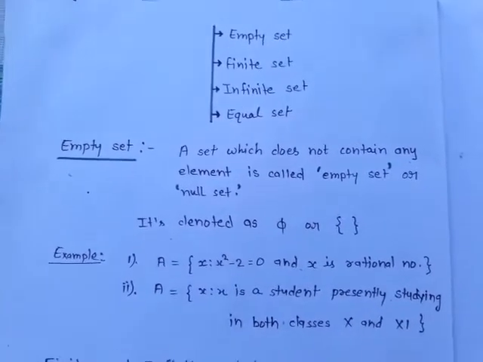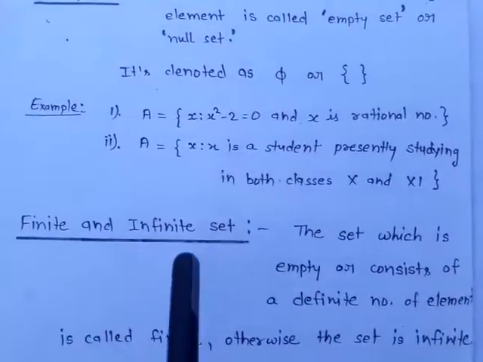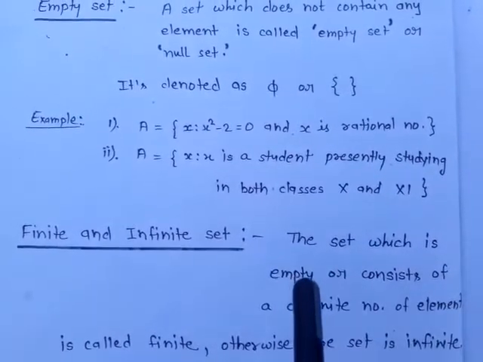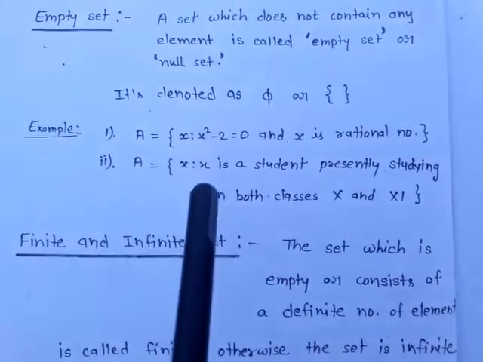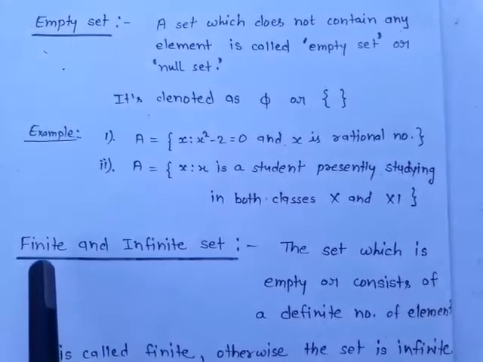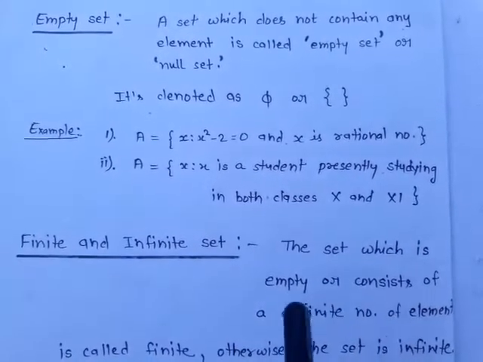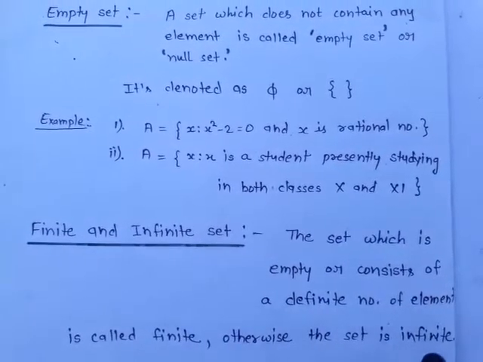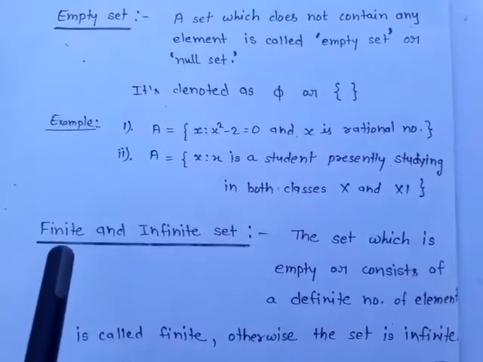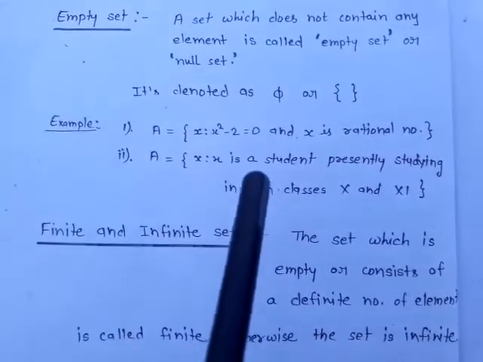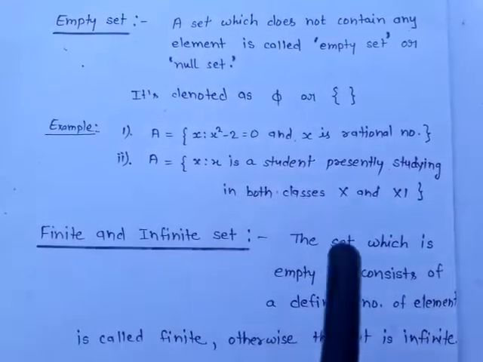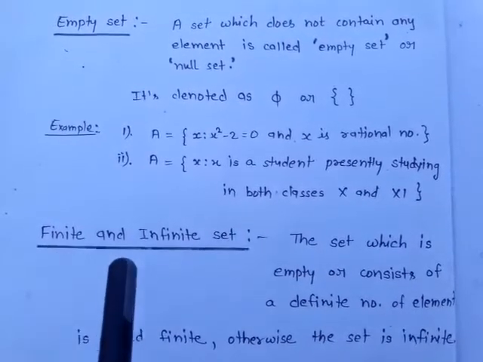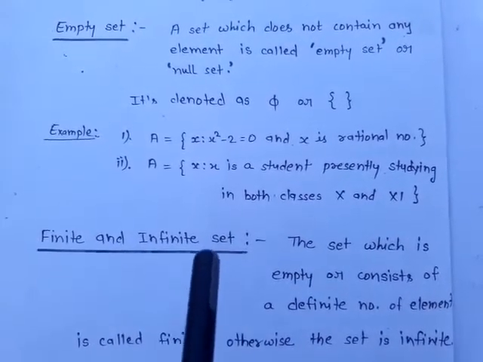Now we move to our second topic, finite and infinite sets. What is a finite set? If a set is empty, then it is said to be finite. Otherwise, if the set consists of a definite number of elements, it is also called finite, and otherwise it is said to be an infinite set.